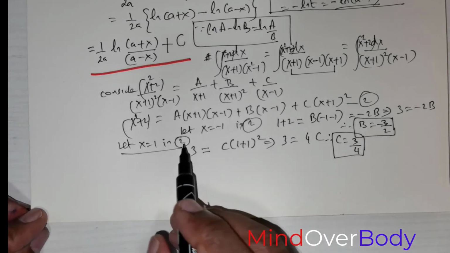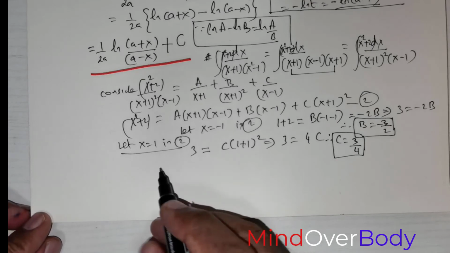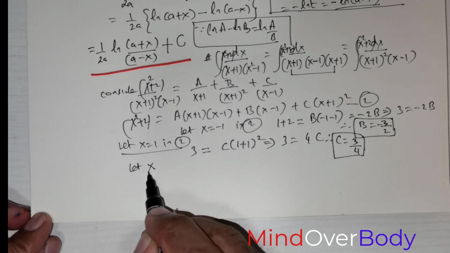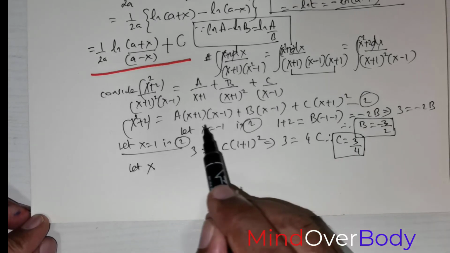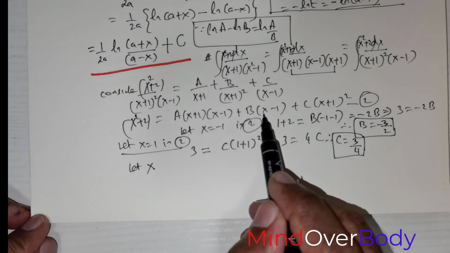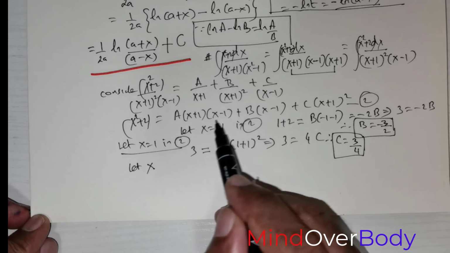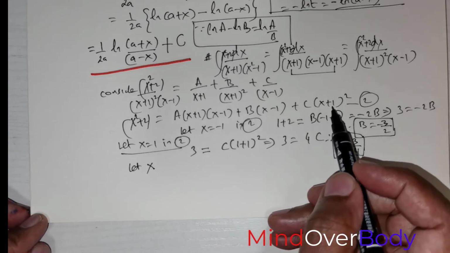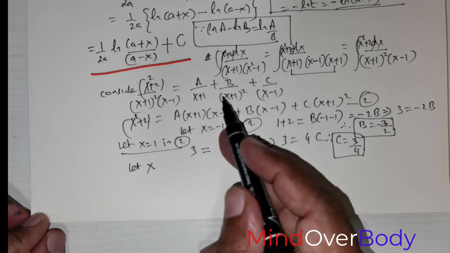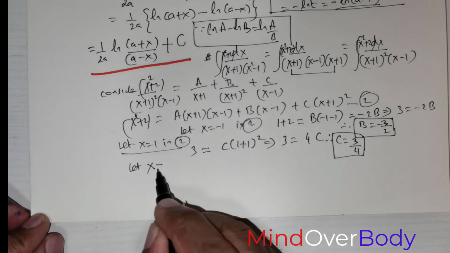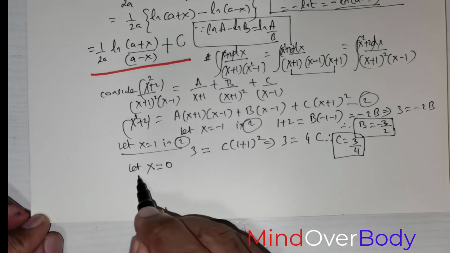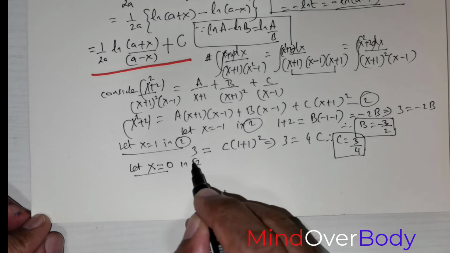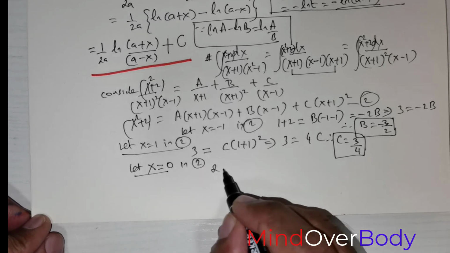Now let us get the value for a. If I were to take x is equal to 1, this is going to vanish, but the a term will also vanish. So there's no point in taking either 1 or -1. We have already exhausted them. So what we have to do is simply take x is equal to 0. If I were to take x is equal to 0 in 2, on the left hand side I would get 2.